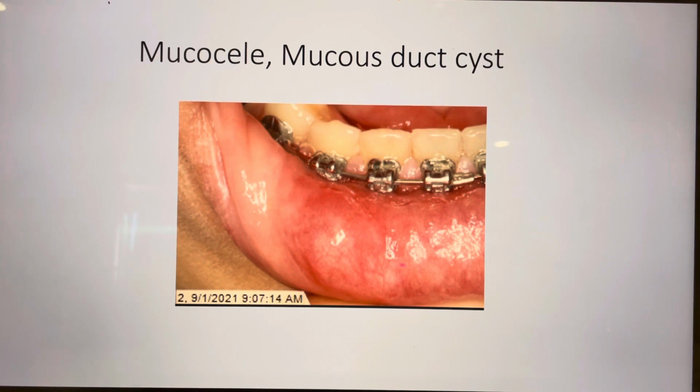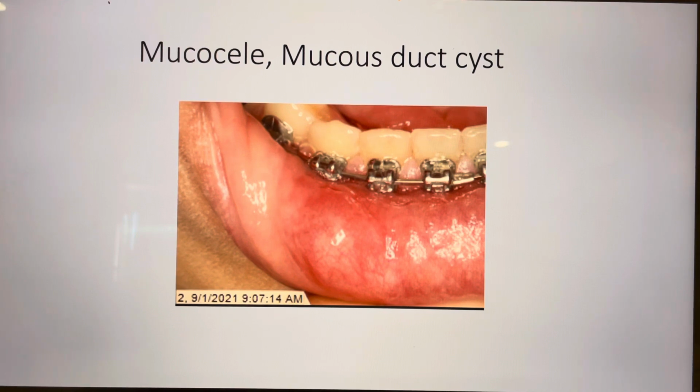Why do we develop these cysts? Usually after trauma. We have lots of minor salivary glands that make saliva and pour saliva into the oral cavity. They have very small ducts. So with trauma and damage to those glands and associated ducts, saliva cannot be poured into the oral cavity, so we have accumulation of it under the surface mucosa, and that's how a mucocele is formed.